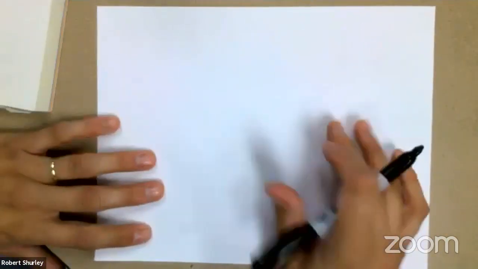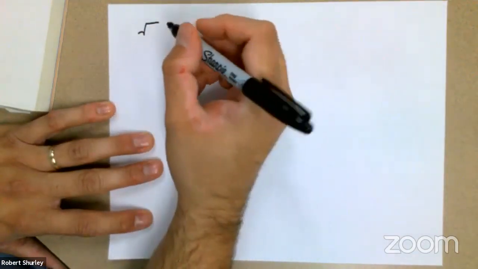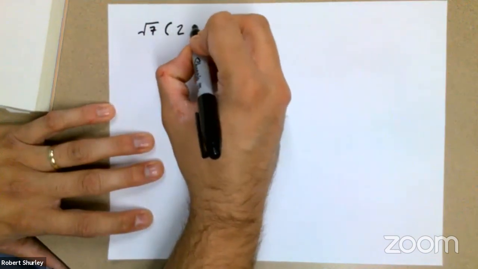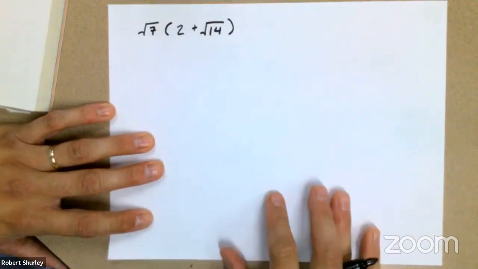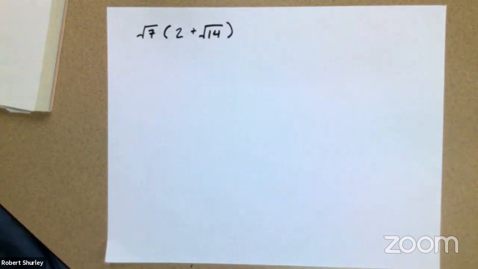Let's do one more that looks like that, and then we'll get into like the bigger stuff. Let's say we've got, I want you to try this one actually. So we've got the square root of 7 times 2 plus the square root of 14. So try that one. We'll see if we're on track.